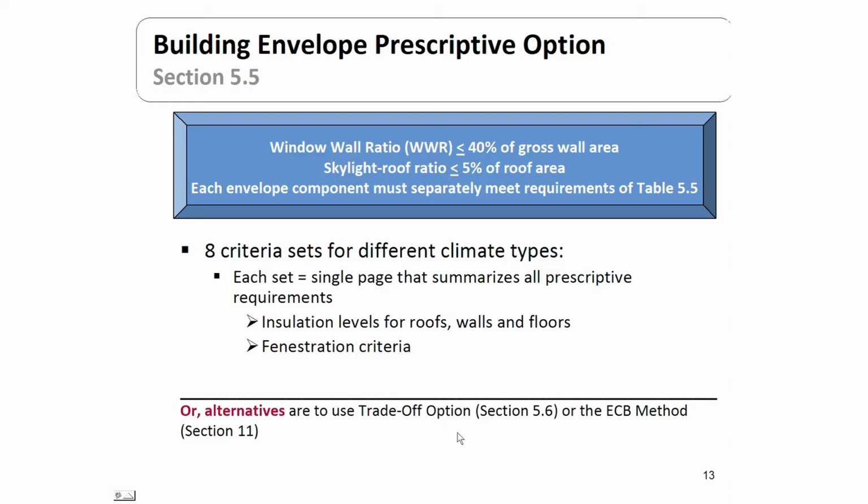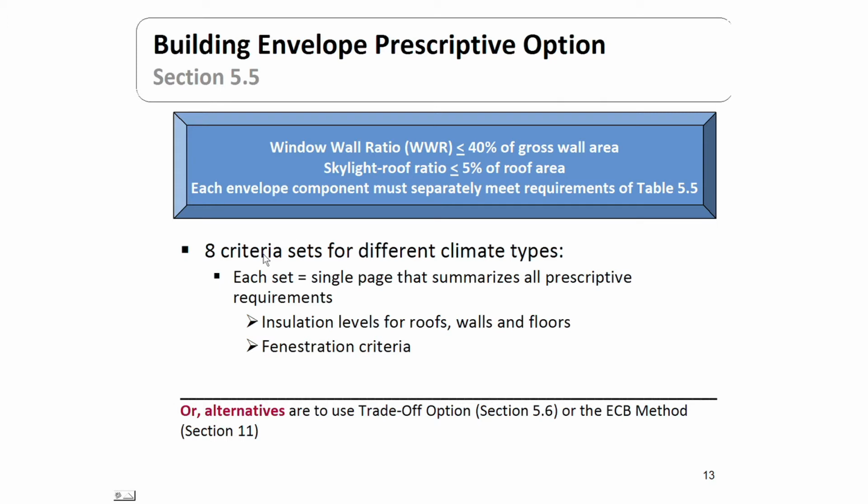On the building envelope, we're going to talk now about the window-wall ratio. That's percent glazing in the walls. This has to be equal to or less than 40% of the gross wall area. The skylight roof ratio has to be equal to or less than 5% of the roof area. And the envelope component must separately meet the requirements in tables 5.5. Now, 5.5 is not visible on this slide. I'm going to show you that here in a minute.